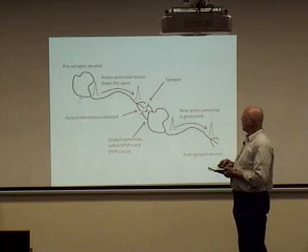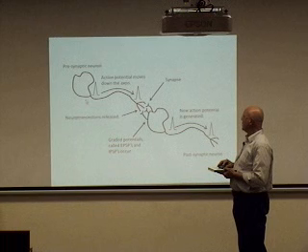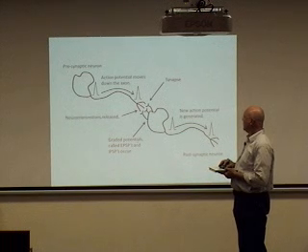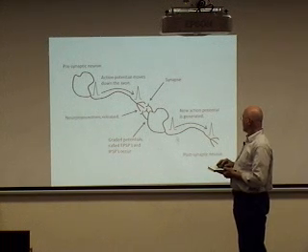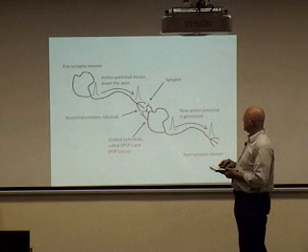So first of all, here's one neuron, and I call this the presynaptic neuron. Here is what I call the postsynaptic neuron. Notice the space in between is called the synapse. This is a very small space between two neurons.